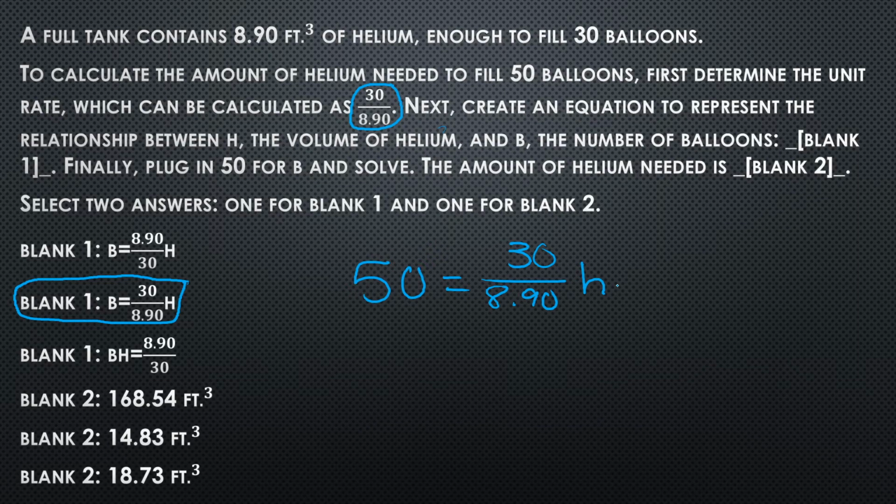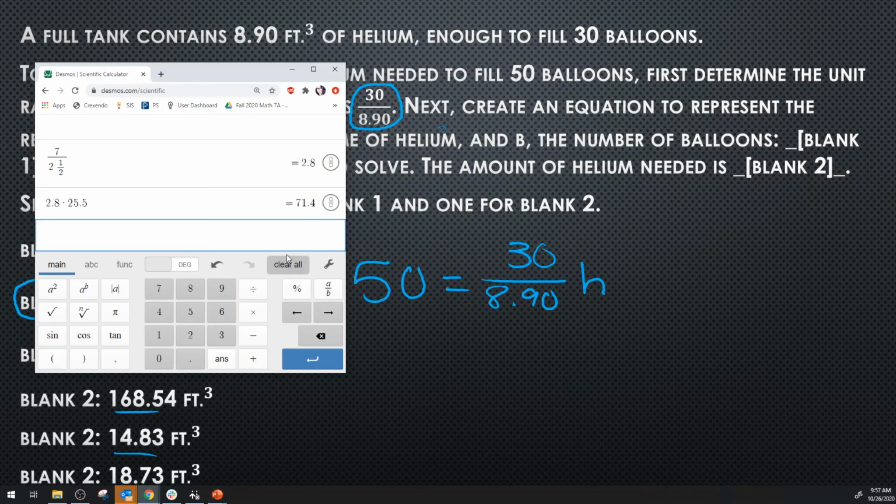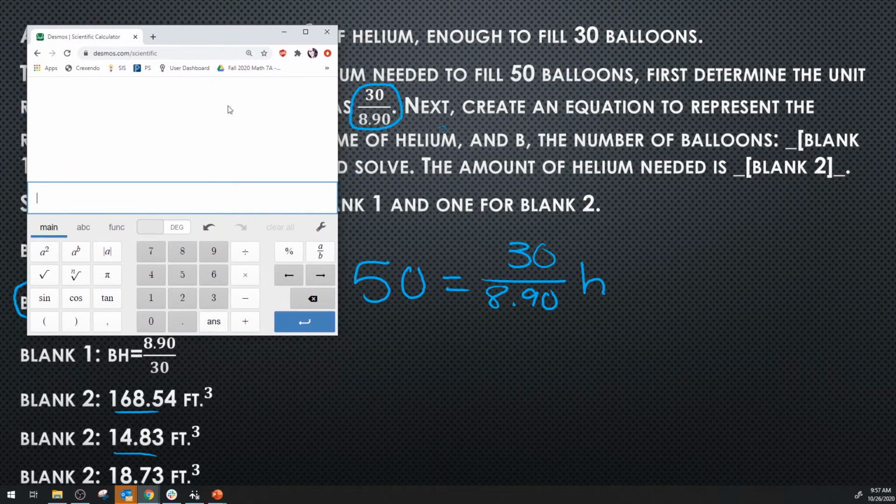On this problem here, I would suggest working backwards. That means taking these 3 answer choices and multiplying them by this 30 over 8.9 to see which one gives us 50 as an answer. That is going to be the easiest way to solve this one. So bring our calculator over here. Again, working backwards, I want to know which one of these numbers times 30 over 8.9 equals 50.